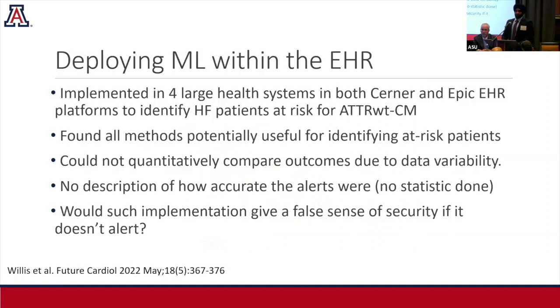All right, so what the same group ended up doing was trying to deploy this within the electronic health record. They actually had two publications where they presented its implementation in four large health systems, I believe Cedars-Sinai, University of Utah, MedStar, and WashU, where some of this work originated from. And what they found was that, yes, we can implement this system, so we can use a machine learning algorithm that will fire and tell us when a patient is at high risk for ATTR.